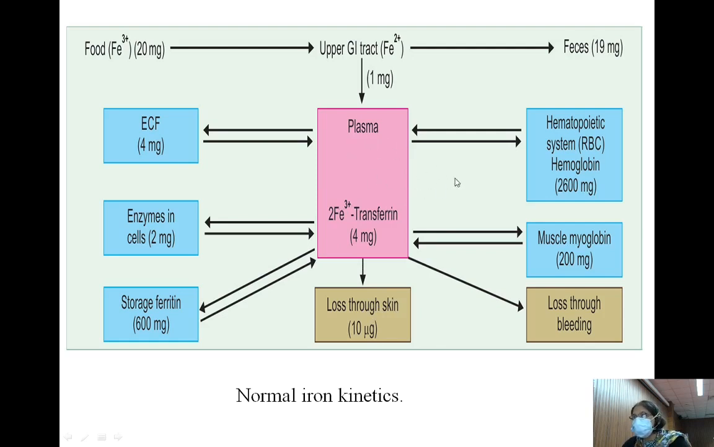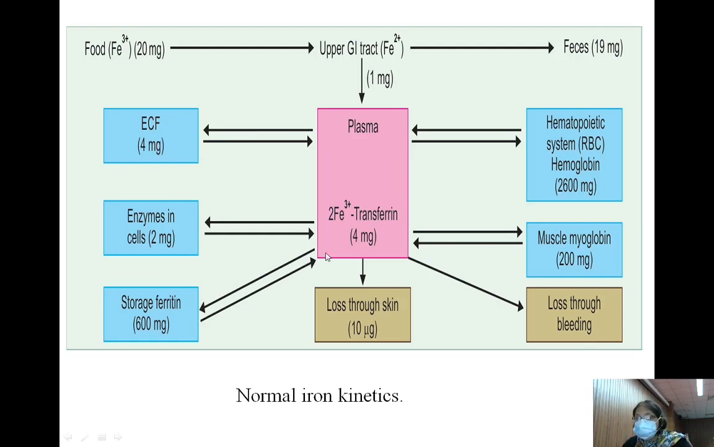In the plasma, iron can be involved in hemoglobin synthesis and myoglobin synthesis, or it may be lost during any accidental or internal bleeding. It can also be used for the synthesis of the non-heme, heme containing and iron sulfur complex enzymes I already mentioned. Or it can remain in the ECF as 4 mg of unbound iron, isn't it?